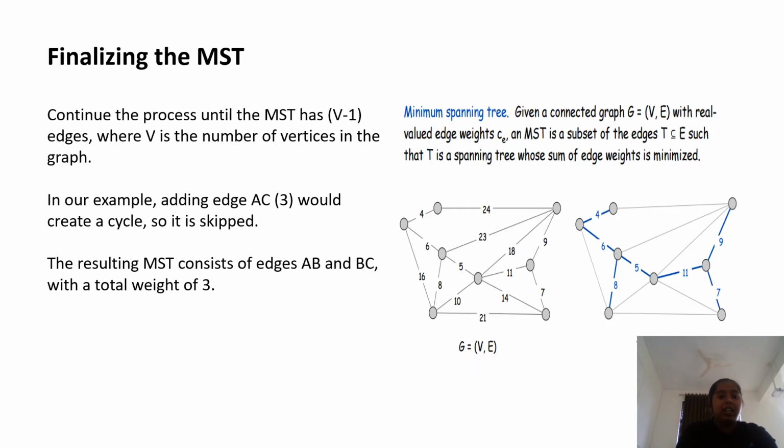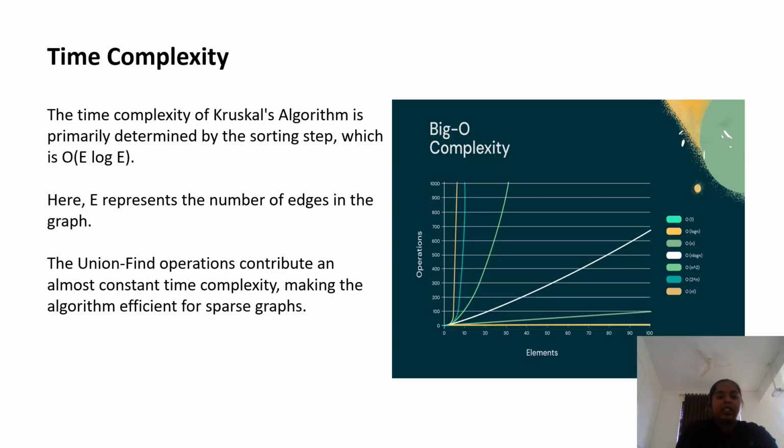Finishing the MST. Continue the process until the MST has V minus 1 edges, where V is the number of vertices in the graph. Time complexity. The time complexity of the Kruskal algorithm is primarily determined by the sorting step, which is theta of E log E.